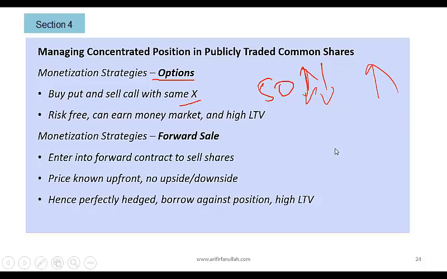So again, this is a hedge. Since you've eliminated all downside risk essentially, we're talking about a risk-free situation. Because it's risk-free, it can earn the risk-free rate, which is the money market yield, and which will have a high loan to value. We've also capped the upside return, because we sold the call.